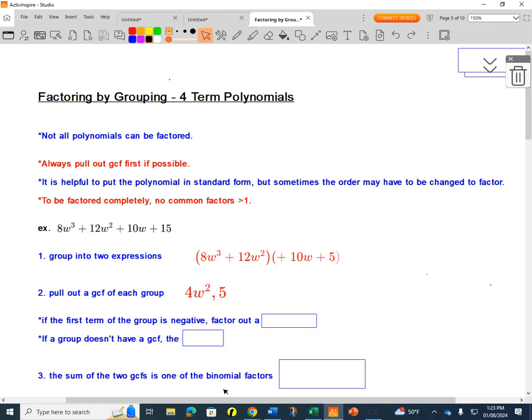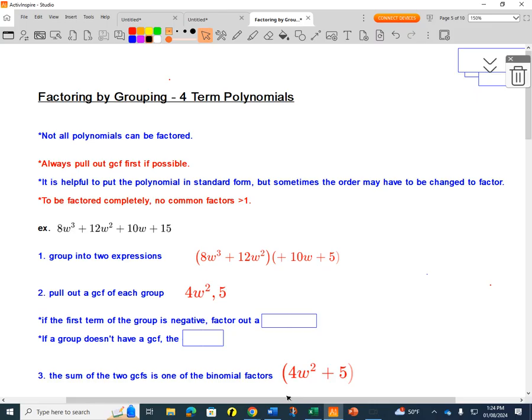You're going to be writing what we're writing, Omar. All right, and that would be 4w squared plus 5. That is our first binomial factor. So that's the first factor in our answer.